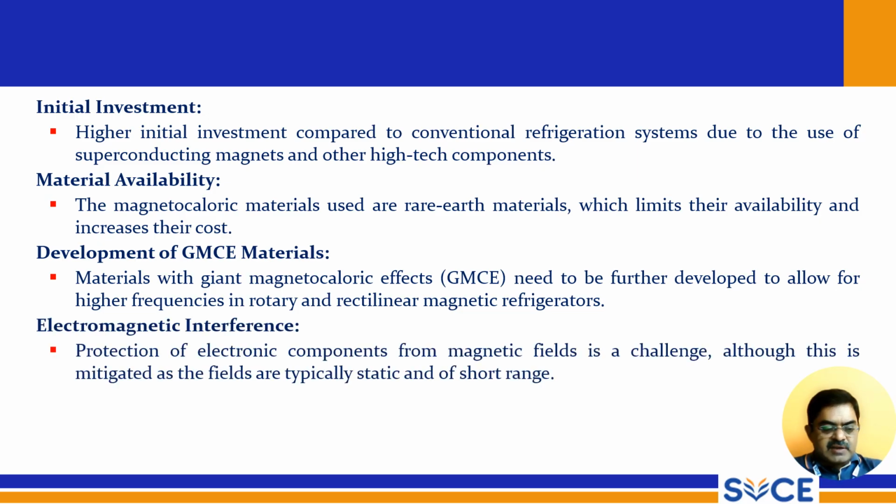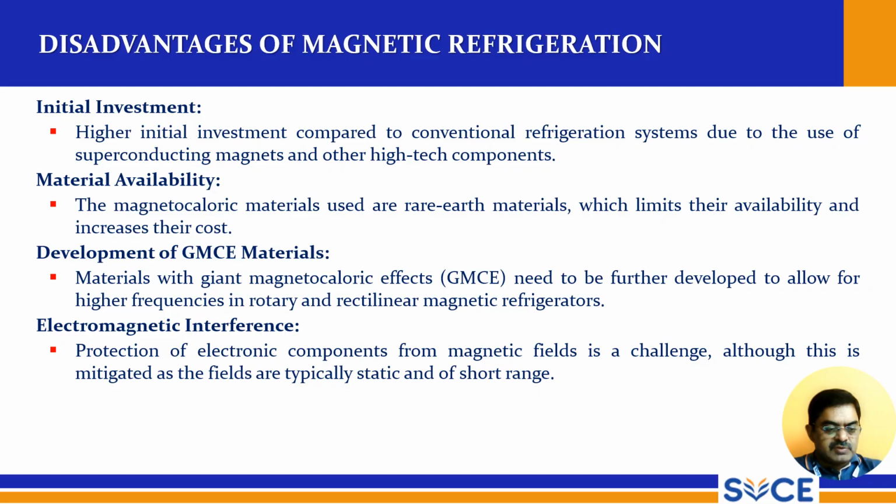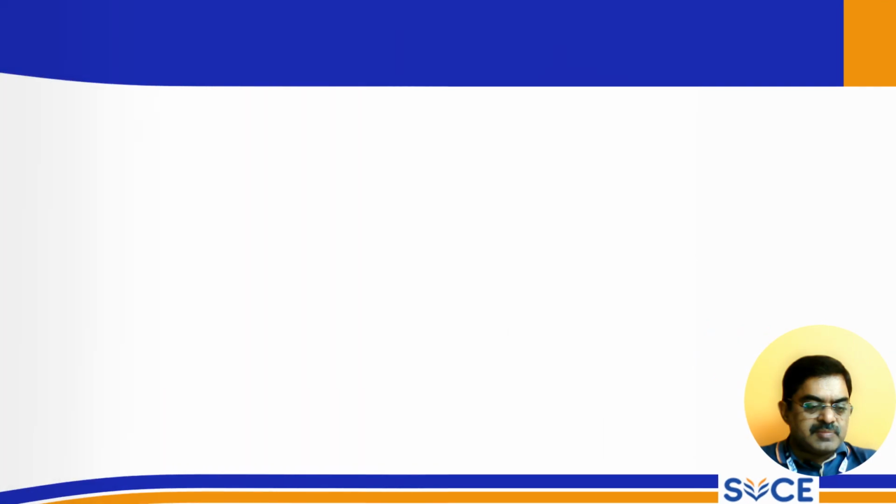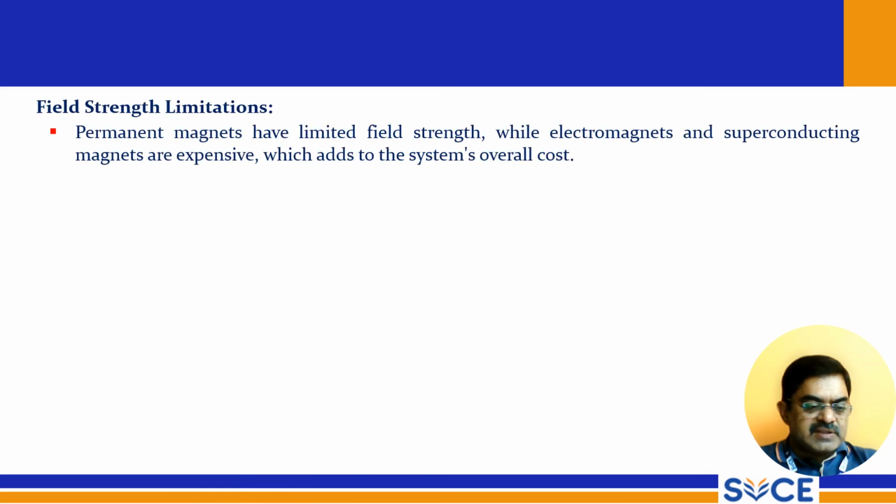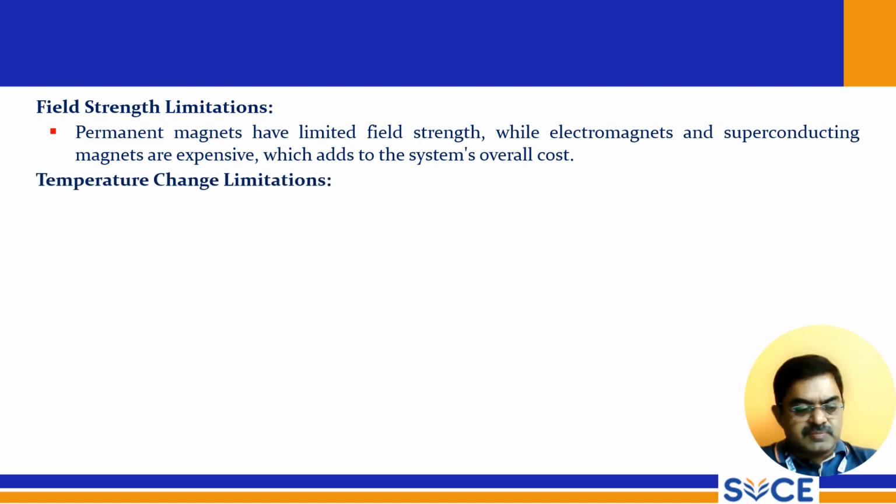Electromagnetic interference: the protection of electronic components from magnetic fields is a challenge, although this is mitigated as the fields are typically static and of short range. So, these are the disadvantages of magnetic refrigeration system. And field strength limitations: permanent magnets have limited field strength, while electromagnets and superconducting magnets are expensive, which adds to the system's overall cost.